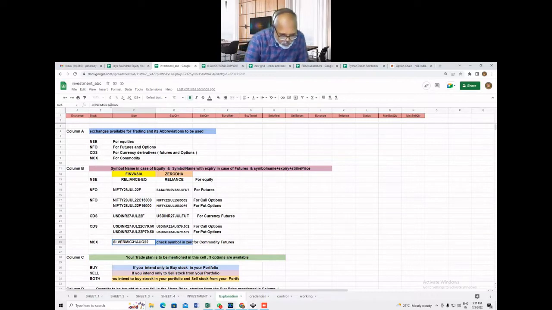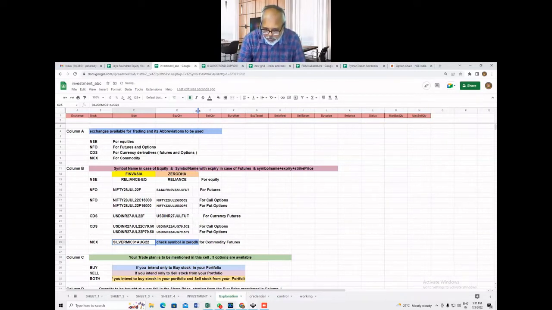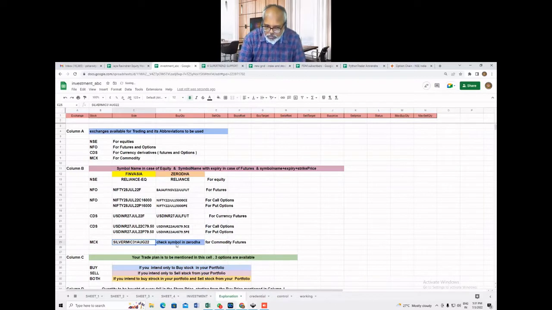There's a spelling mistake. Silver Micro. All should be in capitals. MIC 31 August 22. In case of commodity, you don't write F or future like that because it is already understood that in MCX you cannot deal in spot, you can only deal in futures. And in Zerodha, you have to check the commodity symbol in your market watch and then act accordingly.